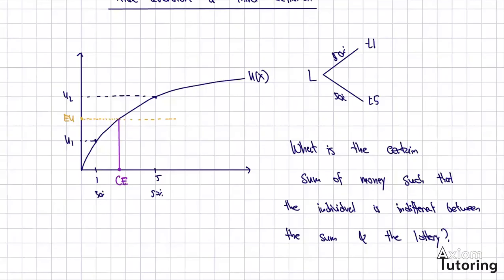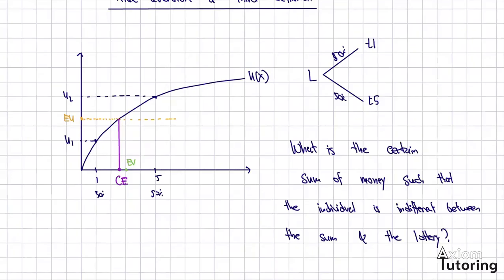And what you should also notice is that certainty equivalent there is lower than my expected value, which is the midpoint because it's a 50-50 probability there. So the certainty equivalent is the certain sum of money such that would make an individual indifferent between that certain sum and the lottery.